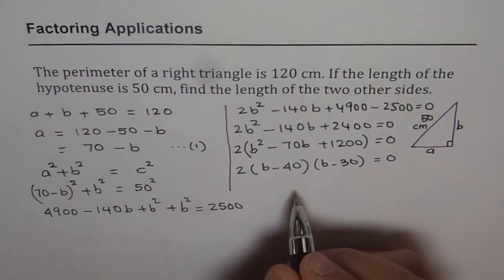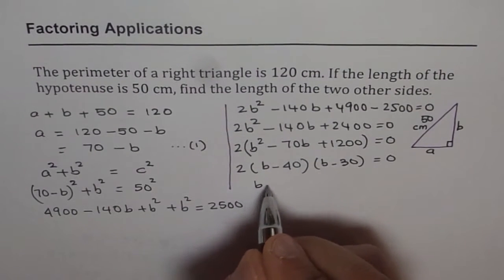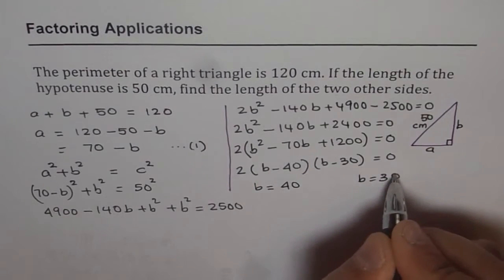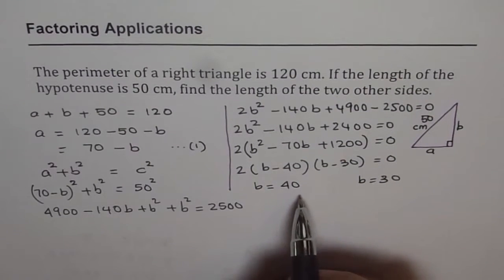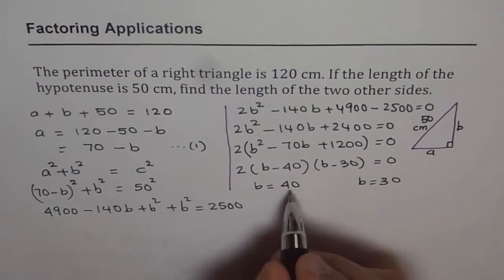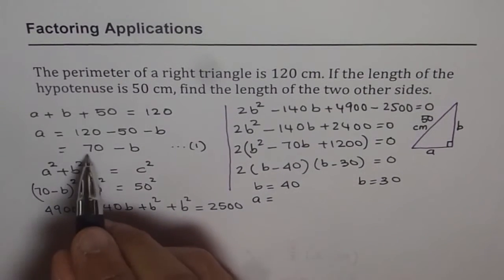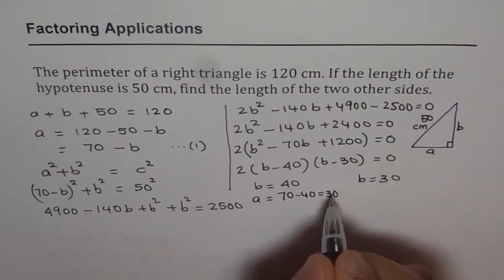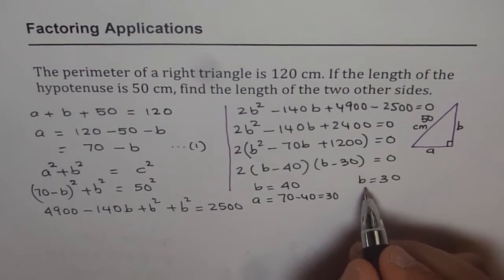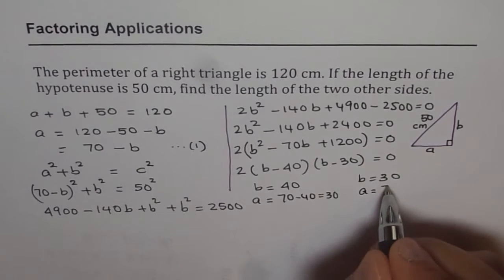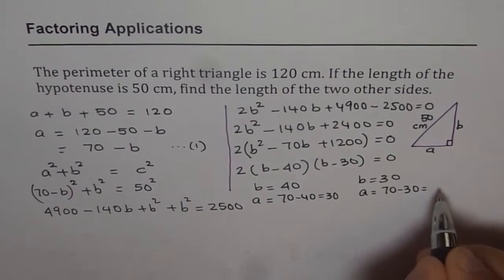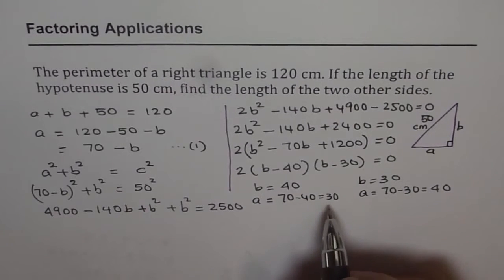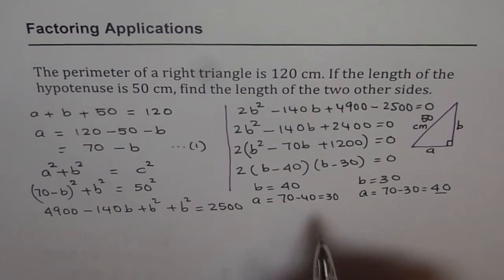So that gives us two possible solutions for B. One is B equals to 40. The other one is B equals to 30. Now we can find A from here using equation 1. If B is 40, then what is A? A is 70 minus 40. 70 minus 40, that is indeed 30, right? And if B is 30, then what is A? A is 70 minus 30, which is 40. So basic combination of A and B is 30 and 40, correct? So that is the combination.